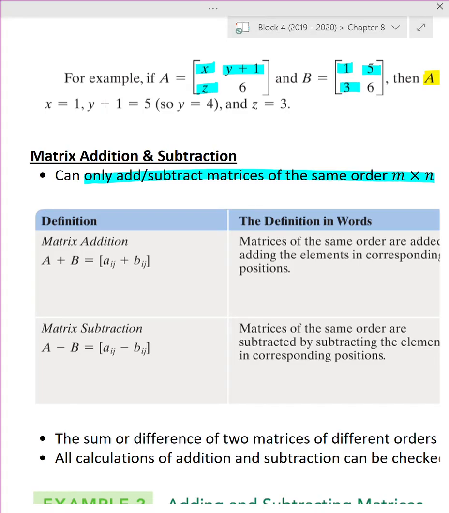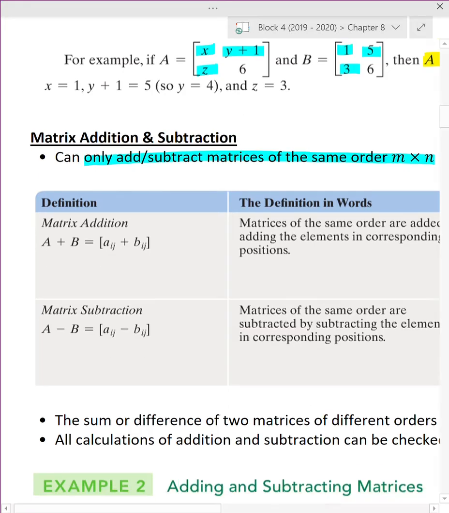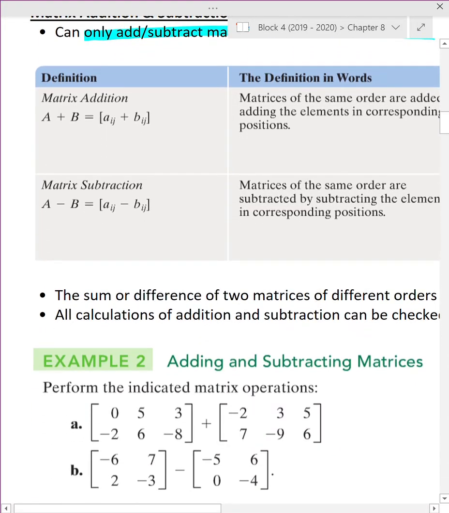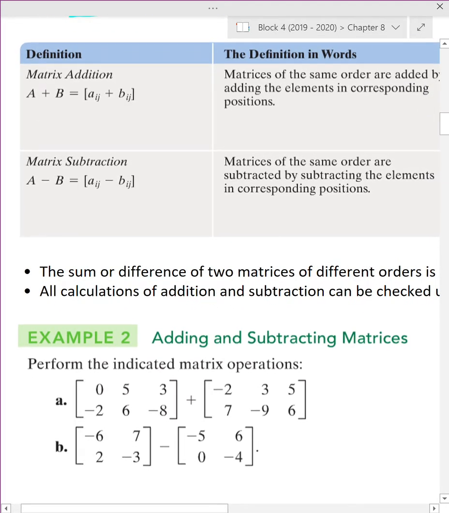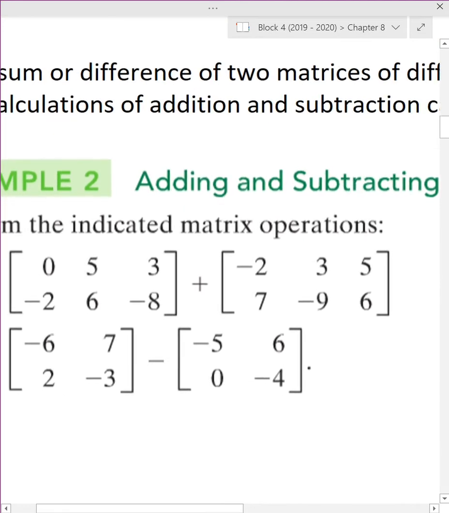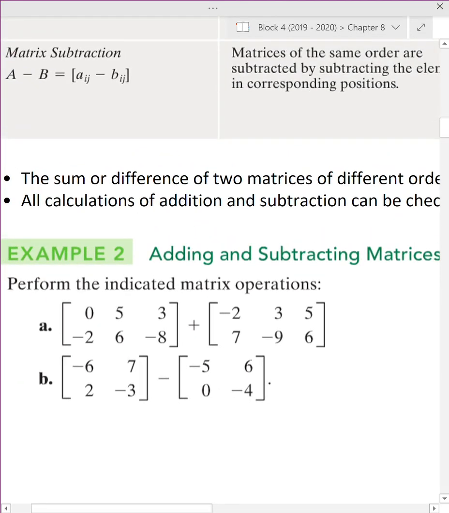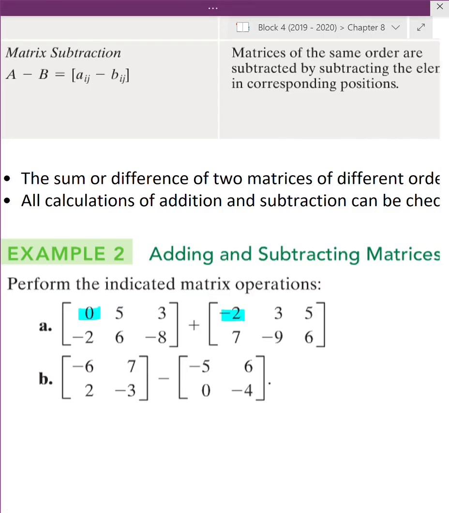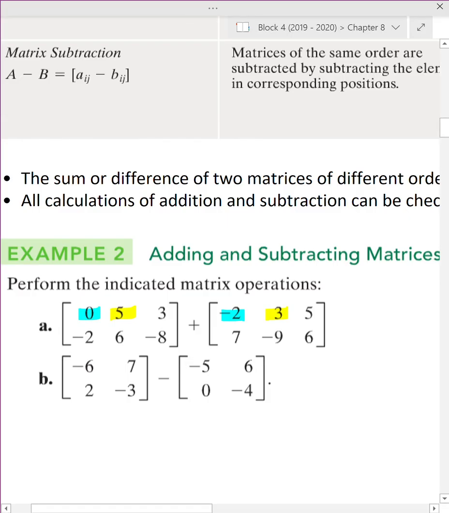The list goes on. So with matrices, I am going to add matrices if they're the same size, and I'm going to add numbers that fall within specific spots. So, for example, in example 2a, they're both 2 by 3, so I can add them. And what I'm going to do is add everything that falls within the corresponding spots, okay, that align.